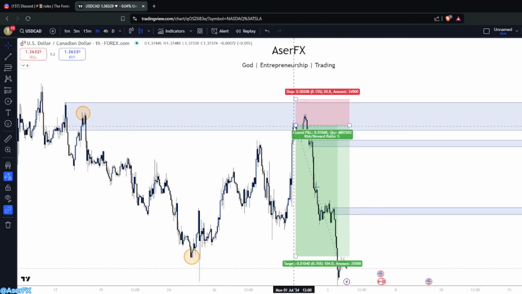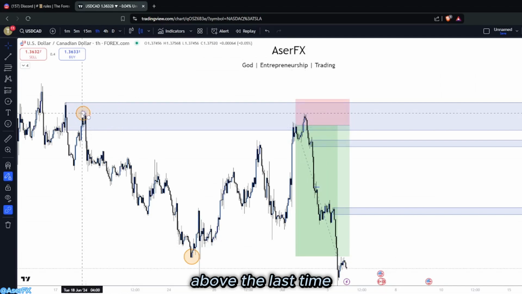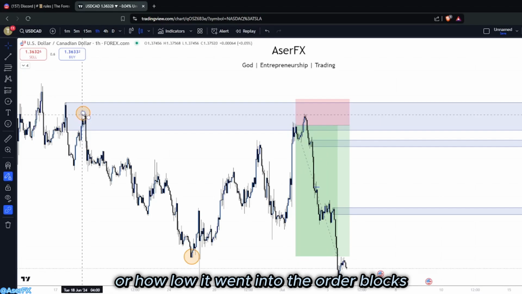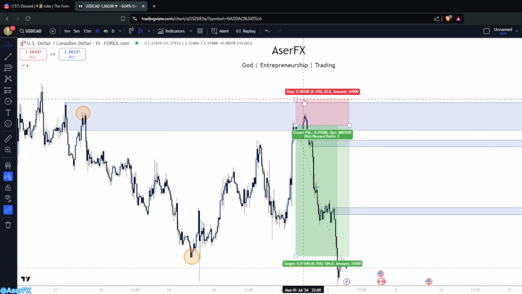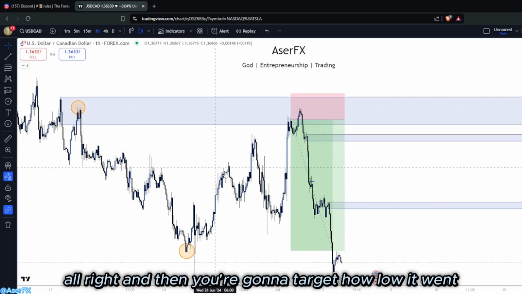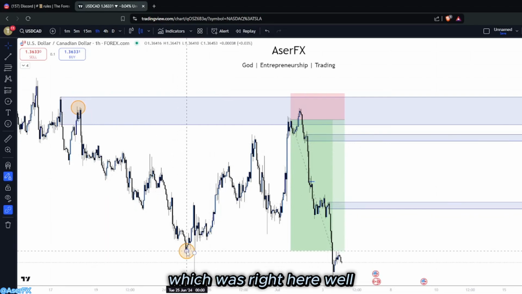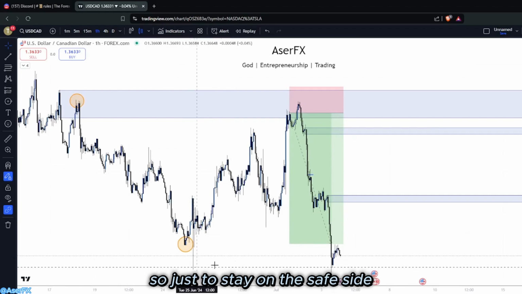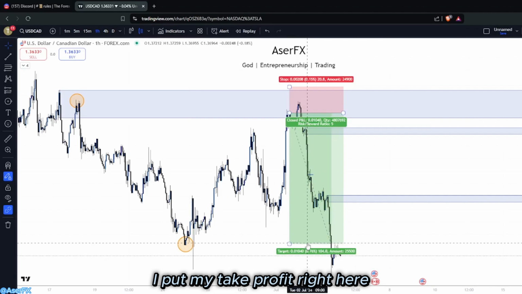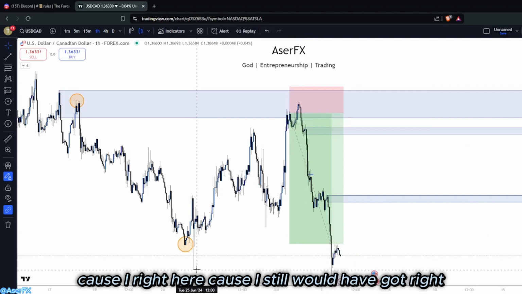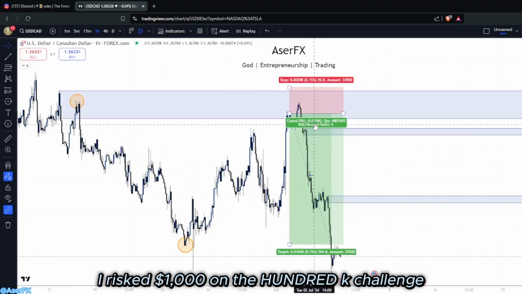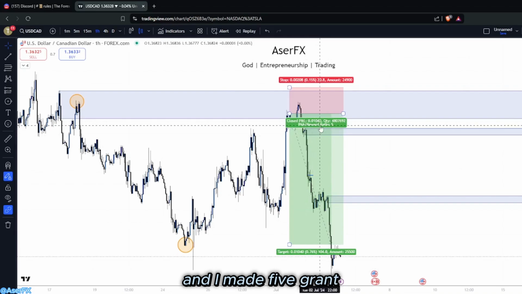So you're going to set your stop loss right above the last time, how high it went into the order block, or how low it went into the order block. So my stop loss was right there. How high it went was right here. All right. And then you're going to target how low it went, which was right here. Well, it actually went as low as right here, but I had a feeling that that was news. So just to stay on the safe side, I put my take profit right here, which I should have put right there because I still would have gotten it, right? And that was it. I made $5 grand on this trade. I risked $1,000 on the 100K challenge, and I made $5 grand.